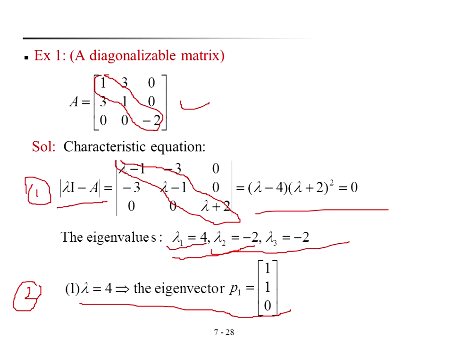You can find at home how I get this 1, 1, 0. We can get it as in the previous question. You can see how we can obtain this 1, 1, 0.